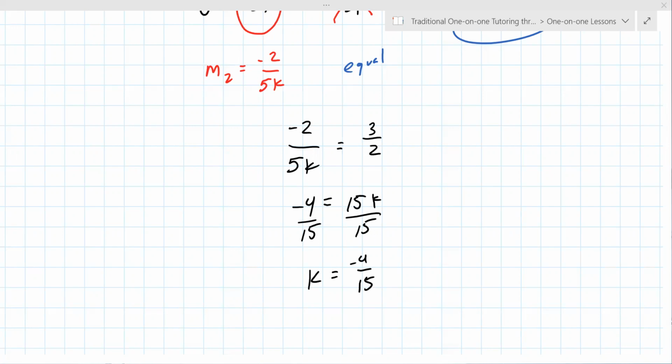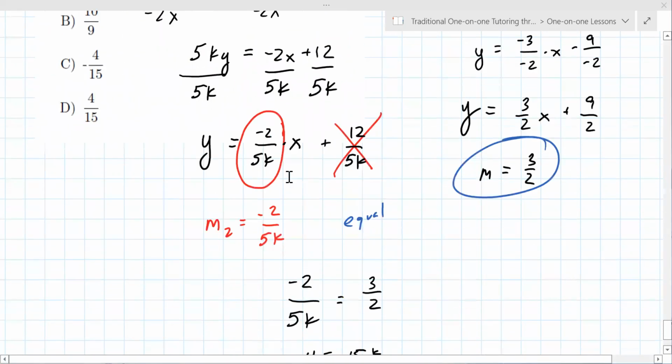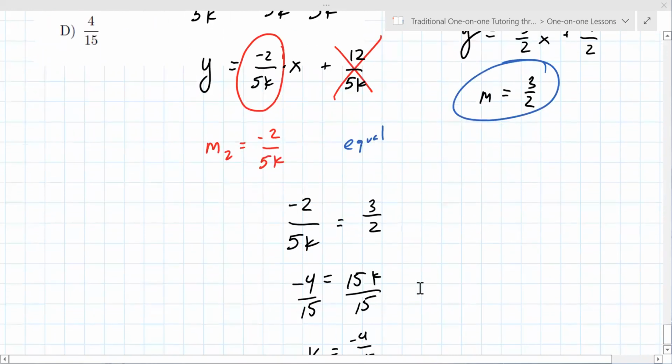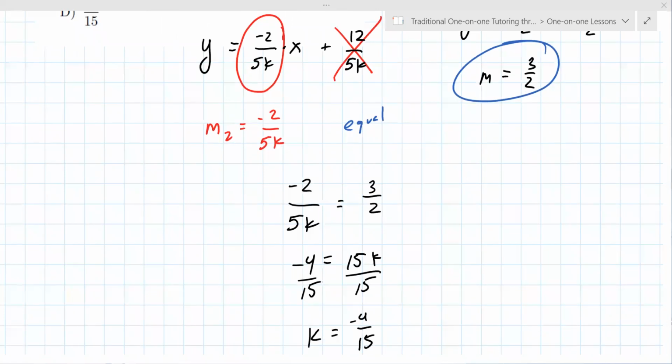Yeah, so you might feel like, okay, there's a lot here. Yeah, there kind of is, but it's all stuff you know how to do. You know how to solve for y, you know how to find the slope, you know how to find the slope of the other one, you know how to solve this little equation here. There's fractions, but you can do all this. So let me have you try one on your own here and see how you do.